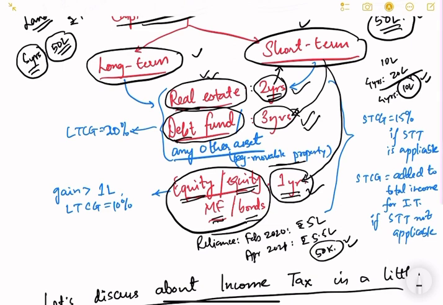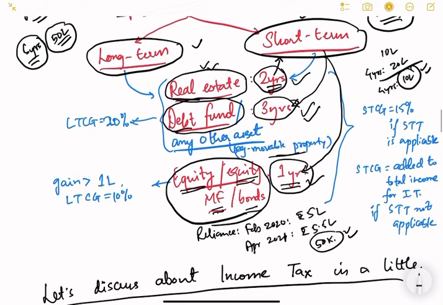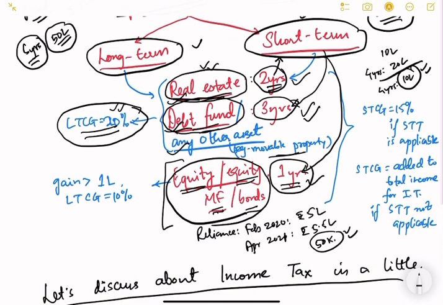Now, how does the government tax this? If it is real estate and debt fund, then the long term capital gains tax is a flat 20%. So whatever you get in the long term on these two kinds of assets, the long term capital gain tax rate is 20%. If it is on equity, shares, mutual fund, bonds, etc., and if the gain is more than 1 lakh, then the LTCG rate is 10%.